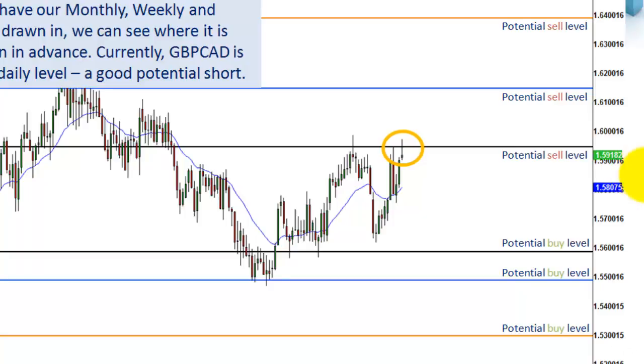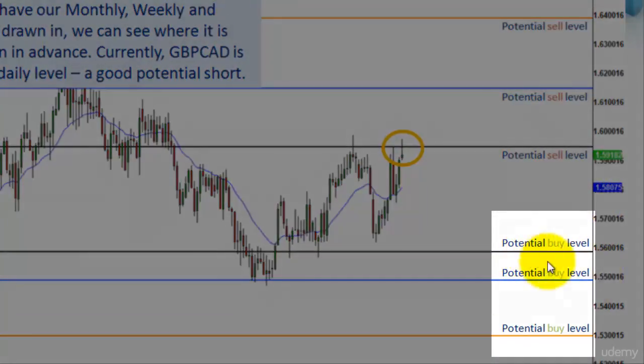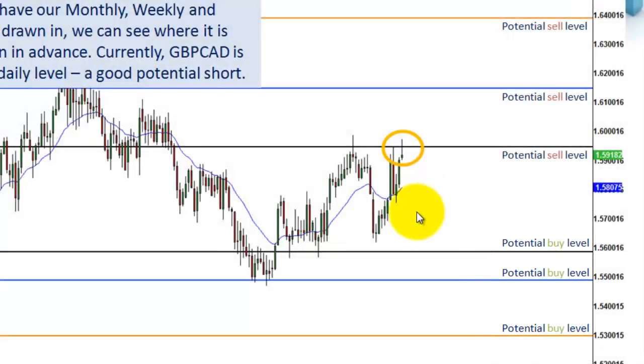And on the flip side, we've got potential buy levels which have manifested themselves based on the daily, weekly, and monthly time frames below the price action. So we'd look to buy off these levels as and when price action comes down to here, here, or here.